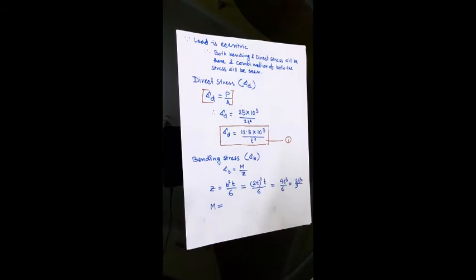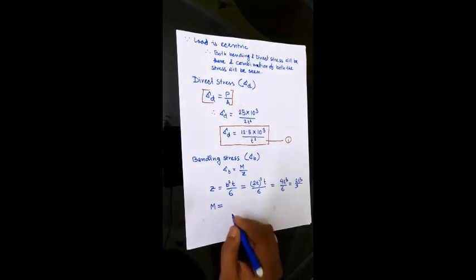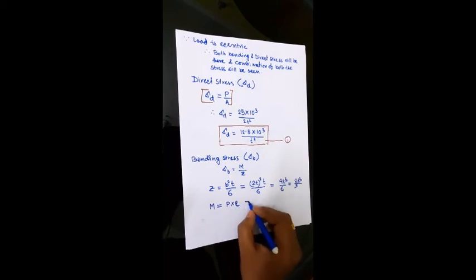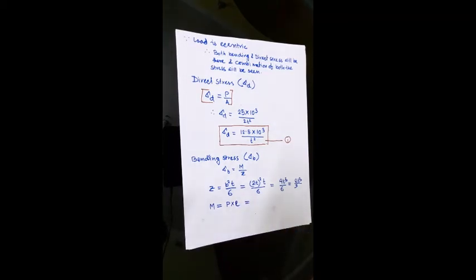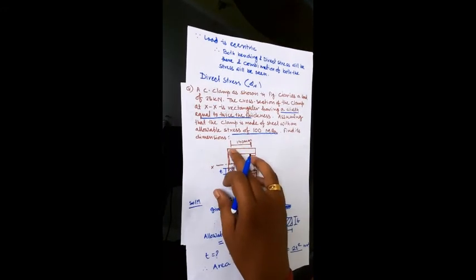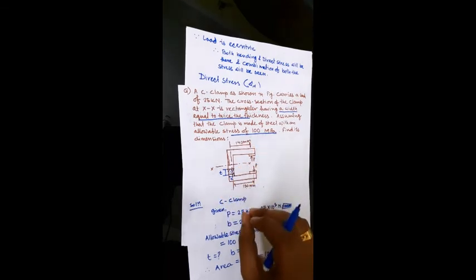that moment of force, this M value will be what? M value will be your P into E, or eccentricity. See in this figure, the eccentricity is 140 mm. So as the eccentricity is 140 mm, we can easily write that the value will be what?